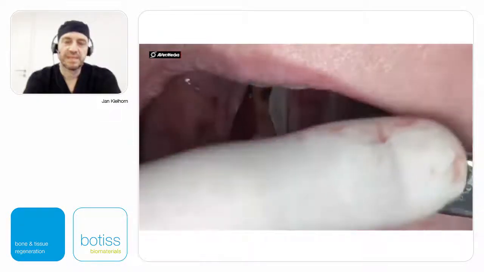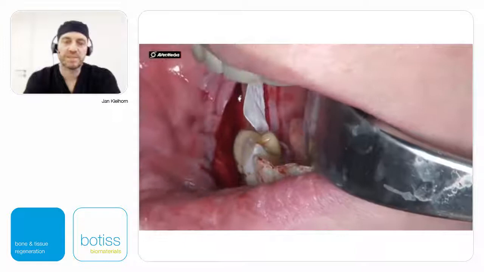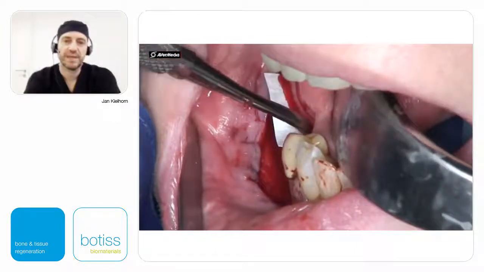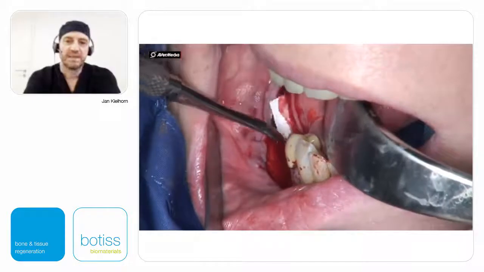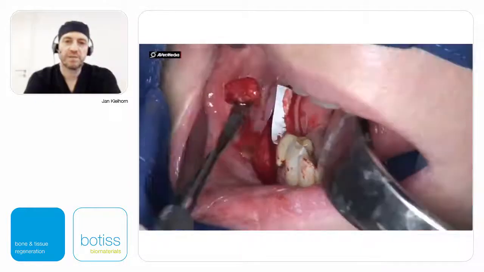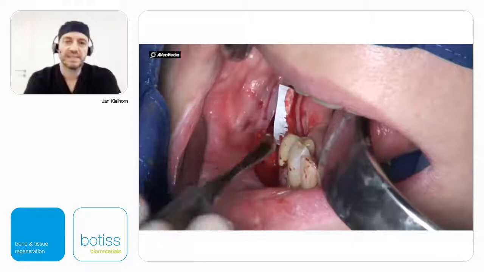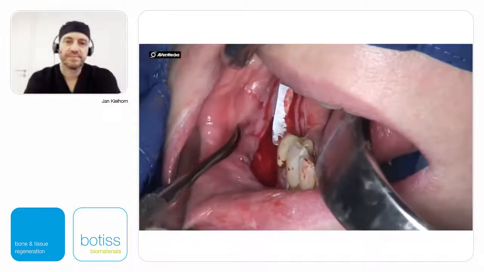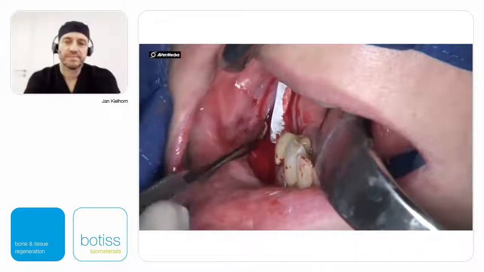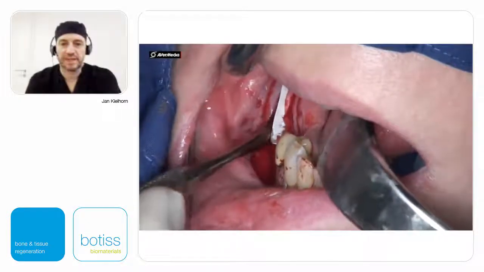Then we will place a pericard membrane on the lingual side. First we put it in there dry, so it's easy to place and easy to stand there. Some pressure lingual against it. You're able to fill that.